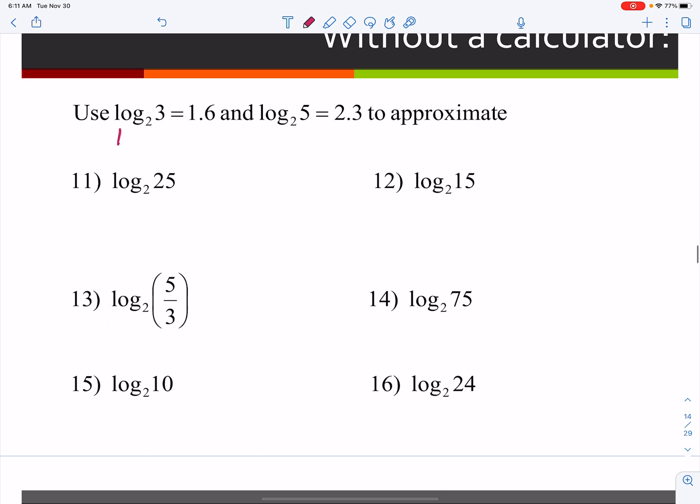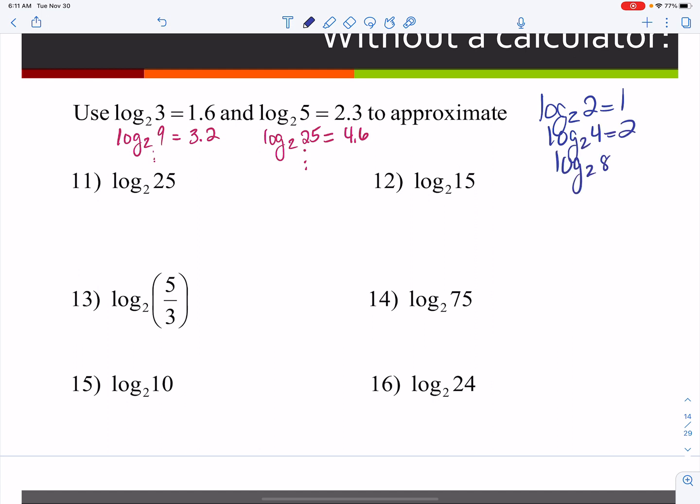So if I know the log base 2 of 3, don't I also know the log base 2 of 9? Because that's going to be that doubled, which is 3.2. I would know the log base 3 of 27, and so on. And if I know the log base 2 of 5, don't I know the log base 2 of 25, and so on. But I also know, just by common sense, the log base 2 of 2. I know the log base 2 of 4. I know the log base 2 of 8, and so on. Okay, so I would like you to pause and try these. I'm going to show the answer first so you can go back and look at any of the ones that you missed. Pause.